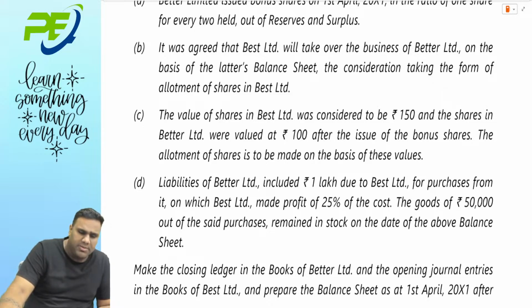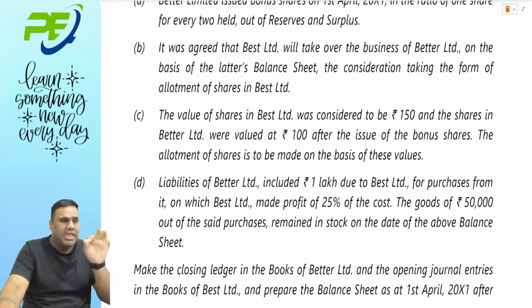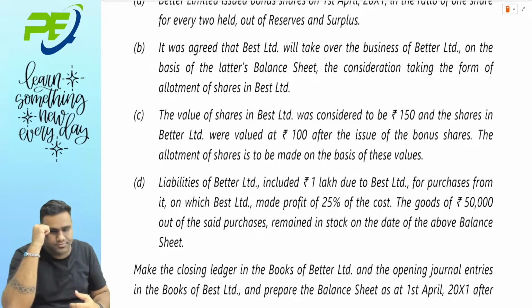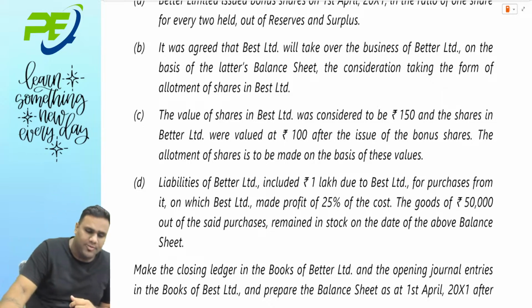The allotment is to be made based on these values. Which method will be followed? Intrinsic value. Intrinsic value.